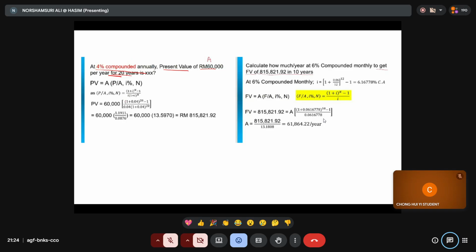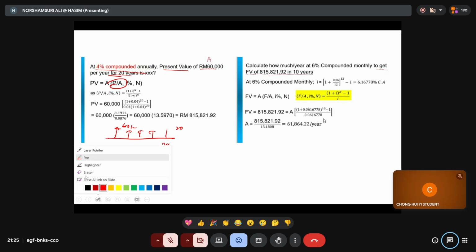Okay, based on this formula, you have 60K annually for 20 years. Here this one is for 30 years, from year 1 until 30, and 60,000, and then the rate is 4% compound. So what they're asking is the present value.